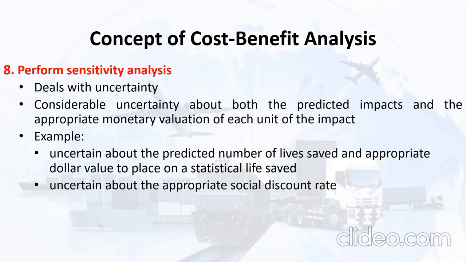Second example, uncertainty about the appropriate social discount rate. And it's 3%, 4%, 5%. How to put the social discount rate.